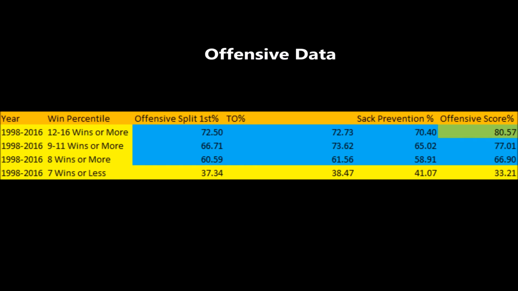By the same token, turnover percentage also correlates to winning more football games. The fewer turnovers you have as an offense, based on percentages, the more football games you're going to win. And again, these are the averages for teams that win 12 to 16 games, 9 to 11 wins or more, 8 wins or more, and then 7 wins or less. As you can clearly see, if you have a bad turnover percentage and a bad offensive split first down conversion rate, you're not going to be winning a lot of football games if you keep up these percentages. That's the basis of my future matchup videos.